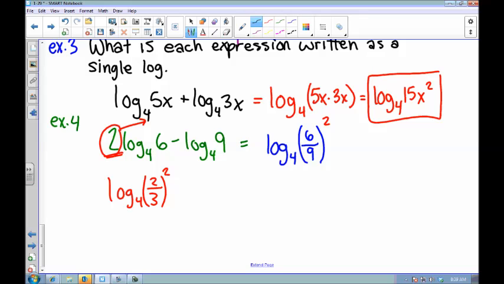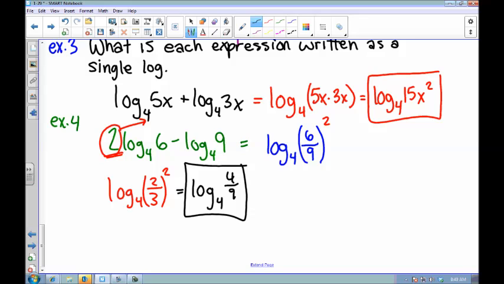And then don't forget we had a squared, which actually makes me think I can do one more thing. Since these are both numbers, I can't actually square both of them, but the square belongs to both the 2 and the 3. What is 2 squared? 4. And what is 3 squared? Not 6. 9. So log base 4 of 4/9. That is our single logarithm.